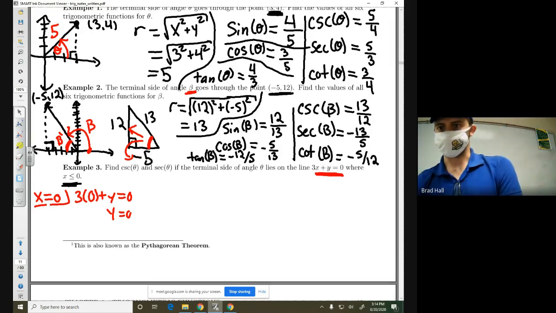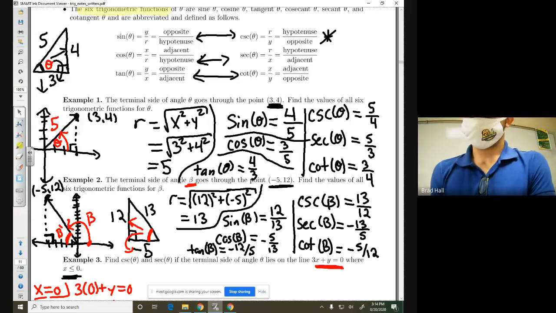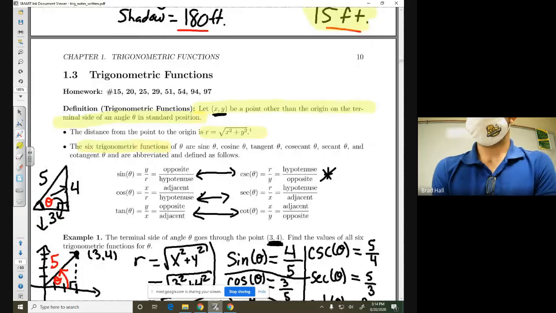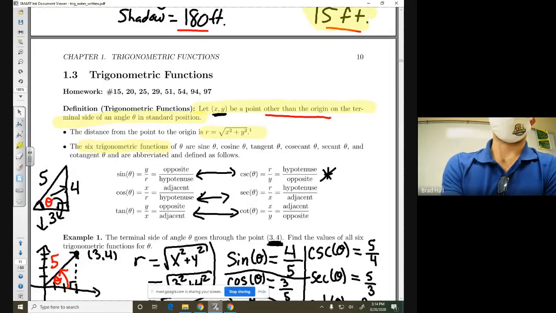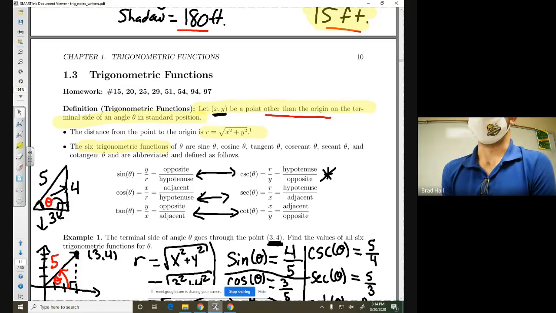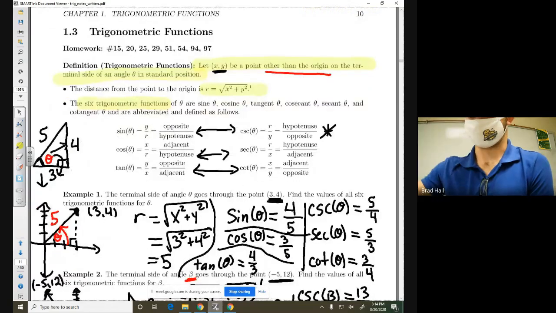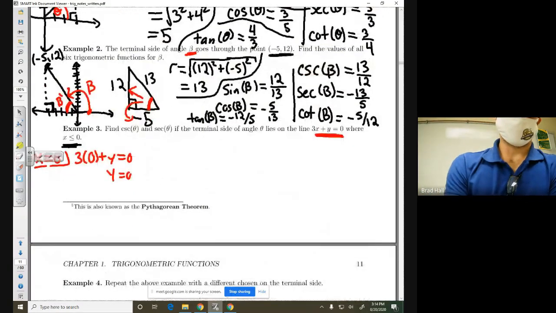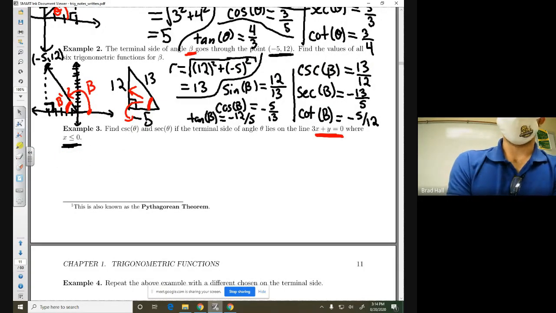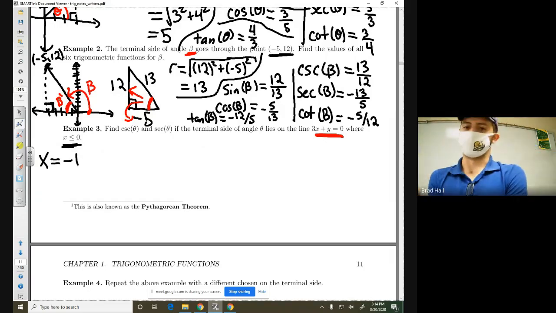The reason is that we cannot pick the origin. Because if so, we can't make a triangle. We can't draw an arrow. We can't do anything. So all of this is gone. Instead, what about if X is equal to -1? That's the very next one.